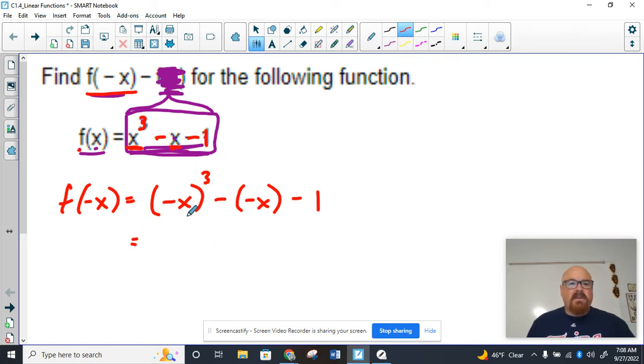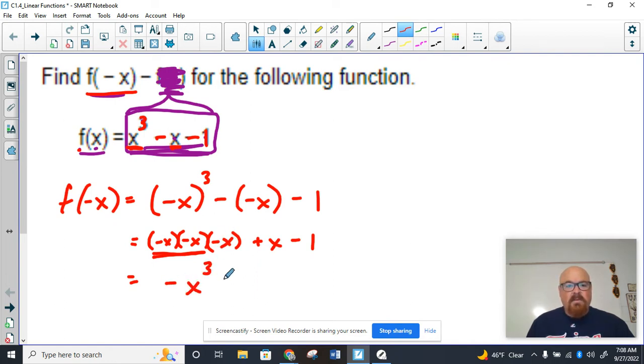So negative x cubed, right? I'll write this whole thing out. Negative x times negative x times negative x. That's what that means. Now here we've got minus a negative x, which is plus x minus 1. And when you do negative x times negative x, this product is positive x squared, times another negative would be negative x cubed plus x minus 1. So that's the simplified form of that function.